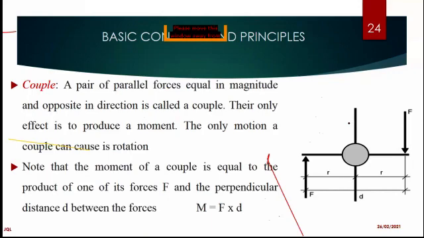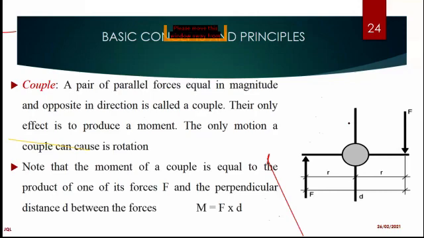Those who are privileged to drive vehicles: when you are driving a vehicle and you want to turn to your right, you use your left hand to push the wheel right, whilst the right hand is also pushing down. That is what we call a couple, except that they are always two equal and opposite forces.